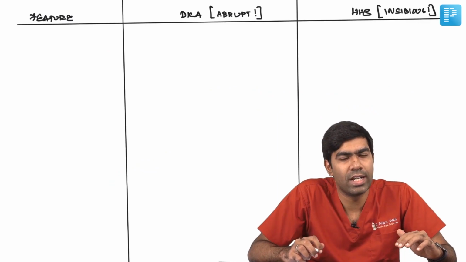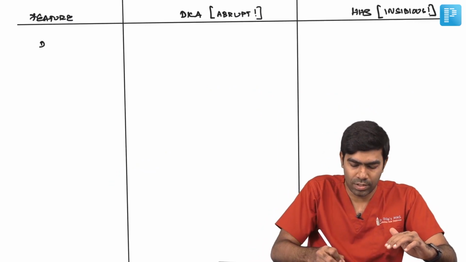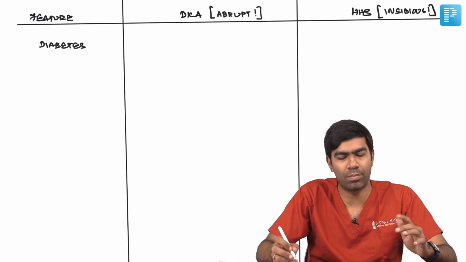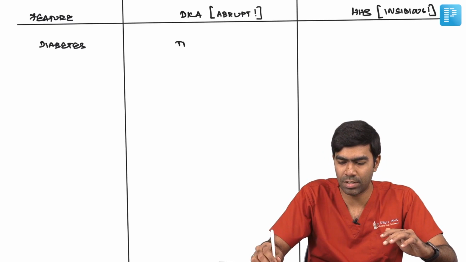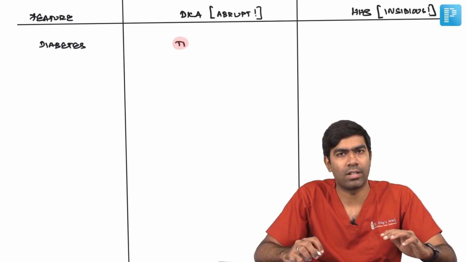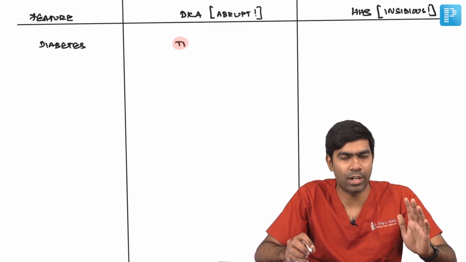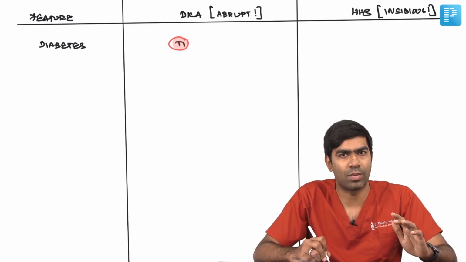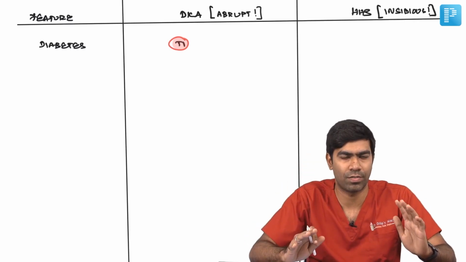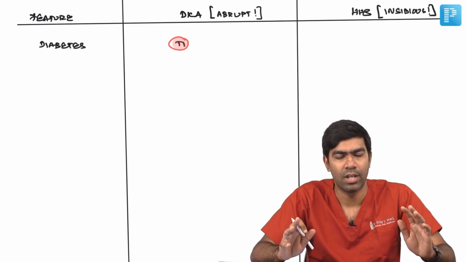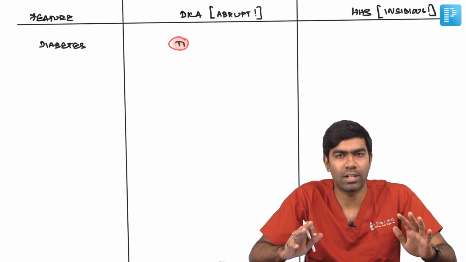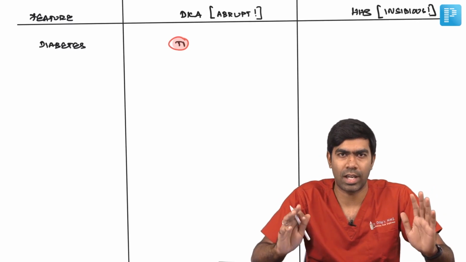Now let us see the differences between DKA and HHS. The first difference is comparing what type of diabetes produces DKA and HHS. Remember, type 1 diabetes mellitus very commonly produces DKA. In fact, the highest risk of developing diabetic ketoacidosis is with type 1 diabetes mellitus only. Children with type 1 diabetes mellitus usually present with DKA for the first time. The first presentation itself will be DKA most of the time. And who are DKA prone? Type 1 diabetes mellitus patients. And the incidence of DKA is extremely high with type 1 diabetes.